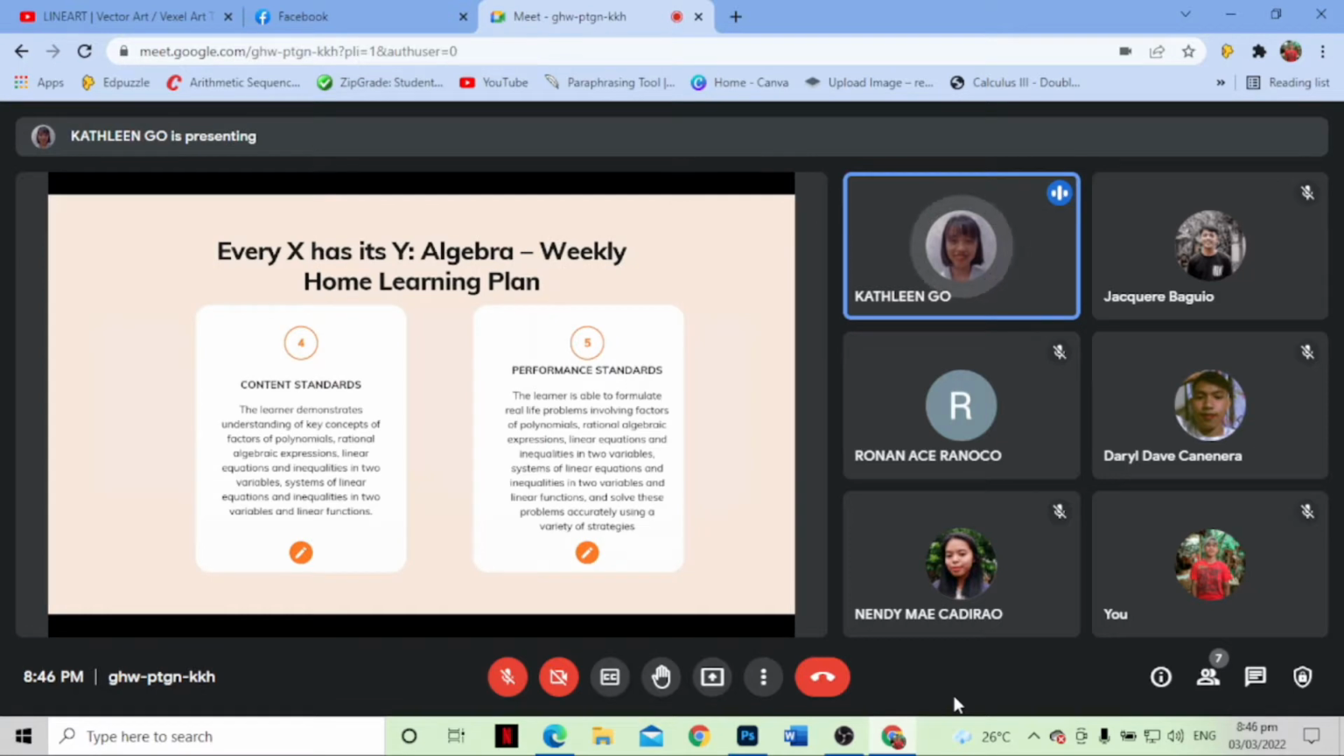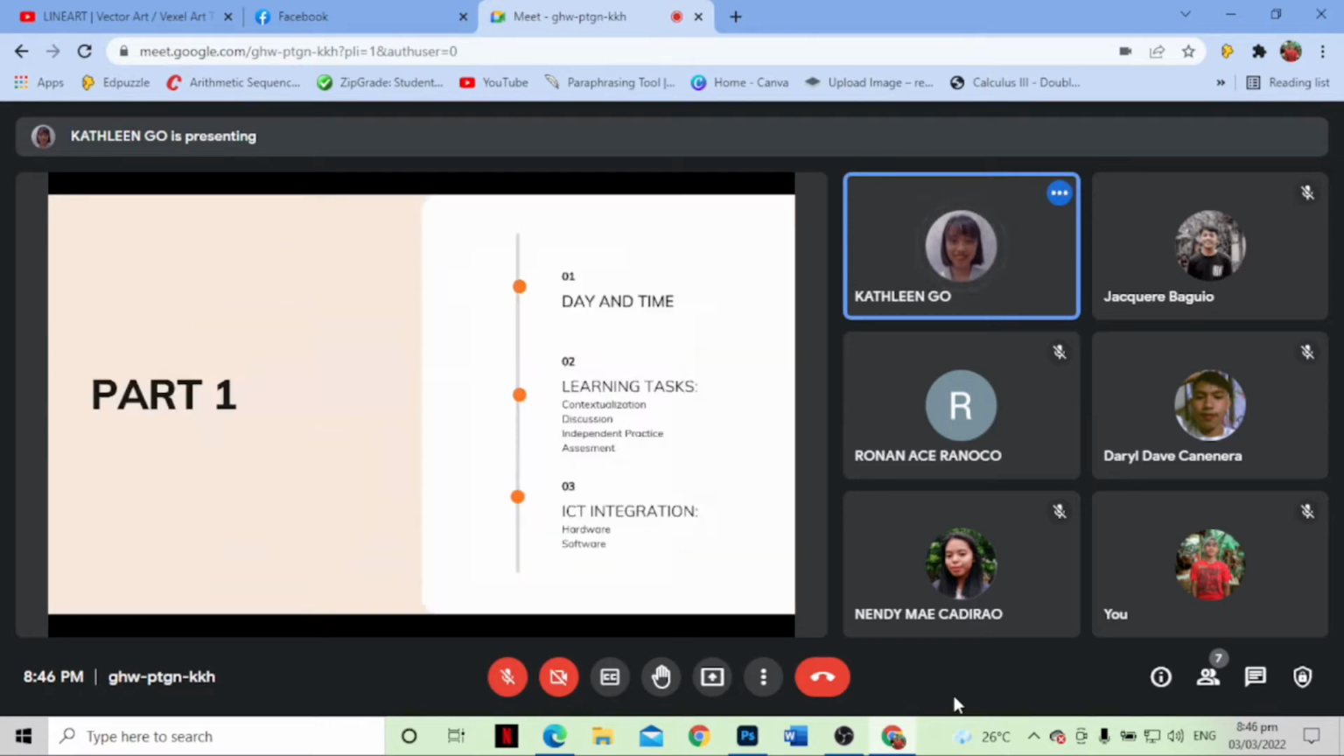The content standards would be the learner demonstrates understanding of key concepts of factors of polynomials, rational algebraic expressions, linear equations and inequalities in two variables, systems of linear equations and inequalities in two variables and linear functions. The performance standards would be the learner is able to formulate real-life problems involving factors of polynomials, rational algebraic expressions, linear equations and inequalities in two variables, systems of linear equations and inequalities in two variables and linear functions, and solve these problems accurately using a variety of strategies.